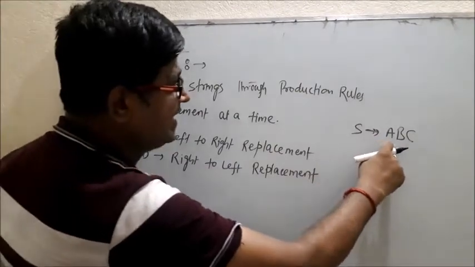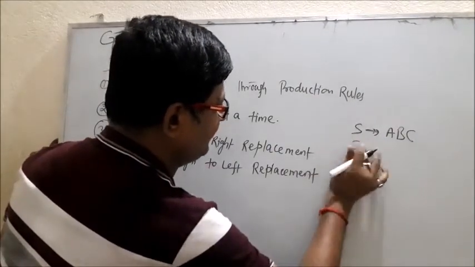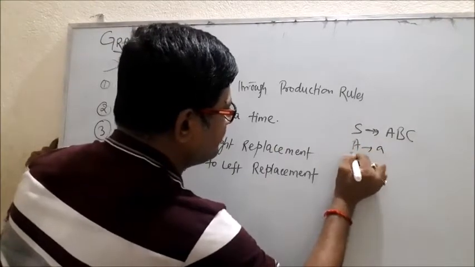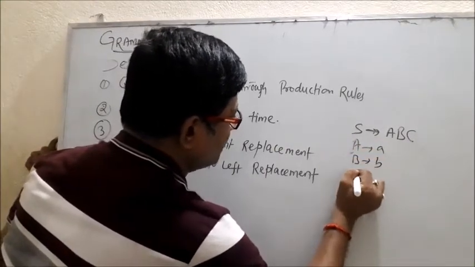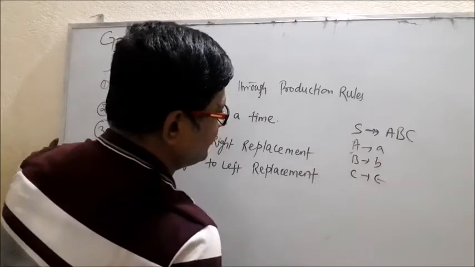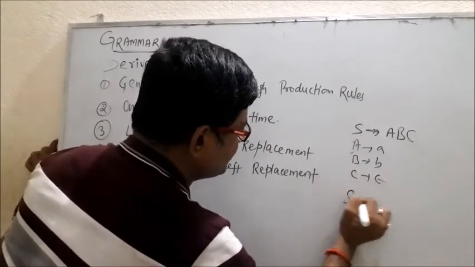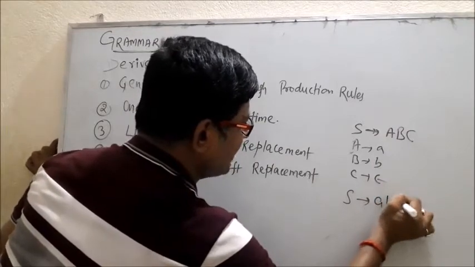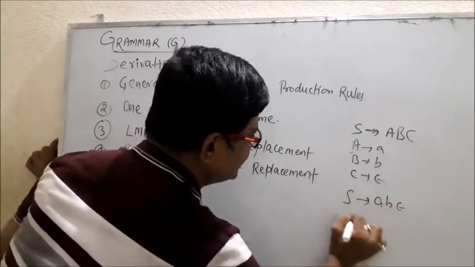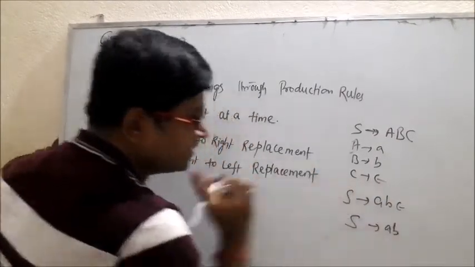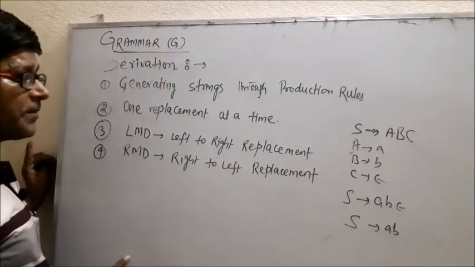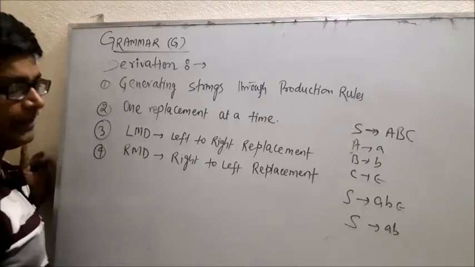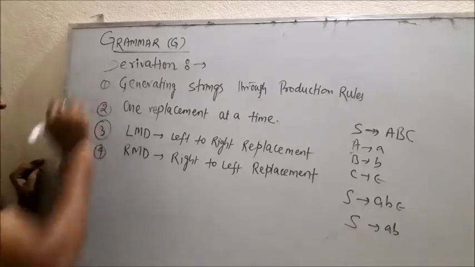But you have to take note that in one step only one variable will be replaced. It is not like this: suppose S = ABC, A = a, B = b and C = epsilon. You solved it by replacing A with a, B with b and C with epsilon, and said S is ab. No, not like that. You have to replace, but one by one. I will show you how it goes. Okay, so that is the second point.